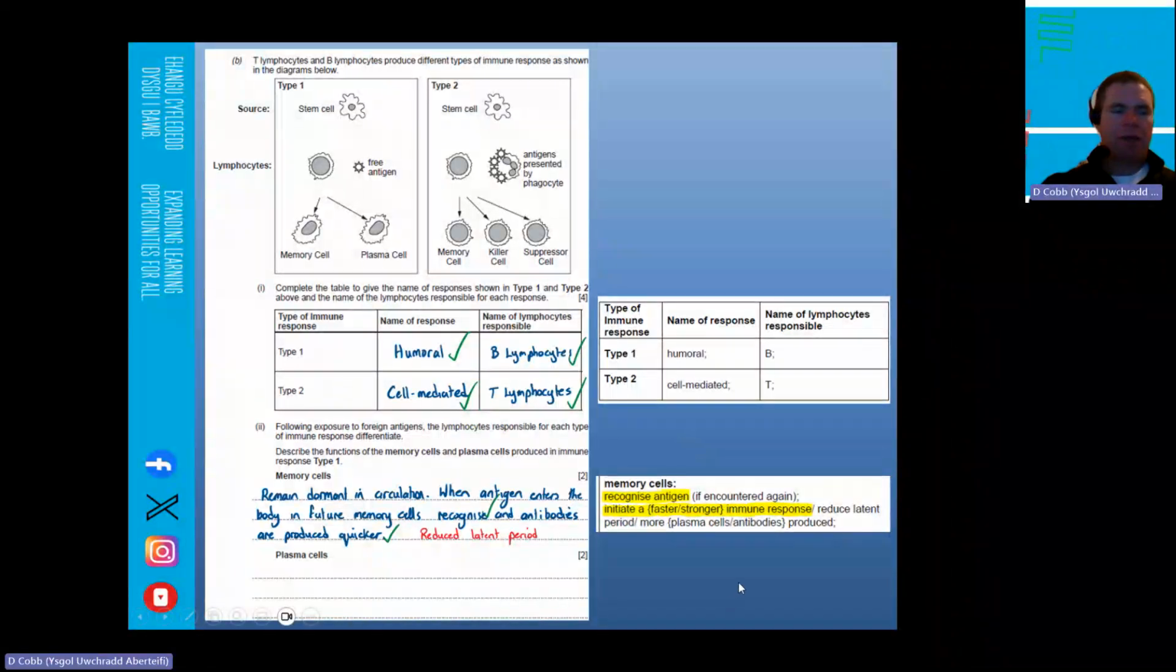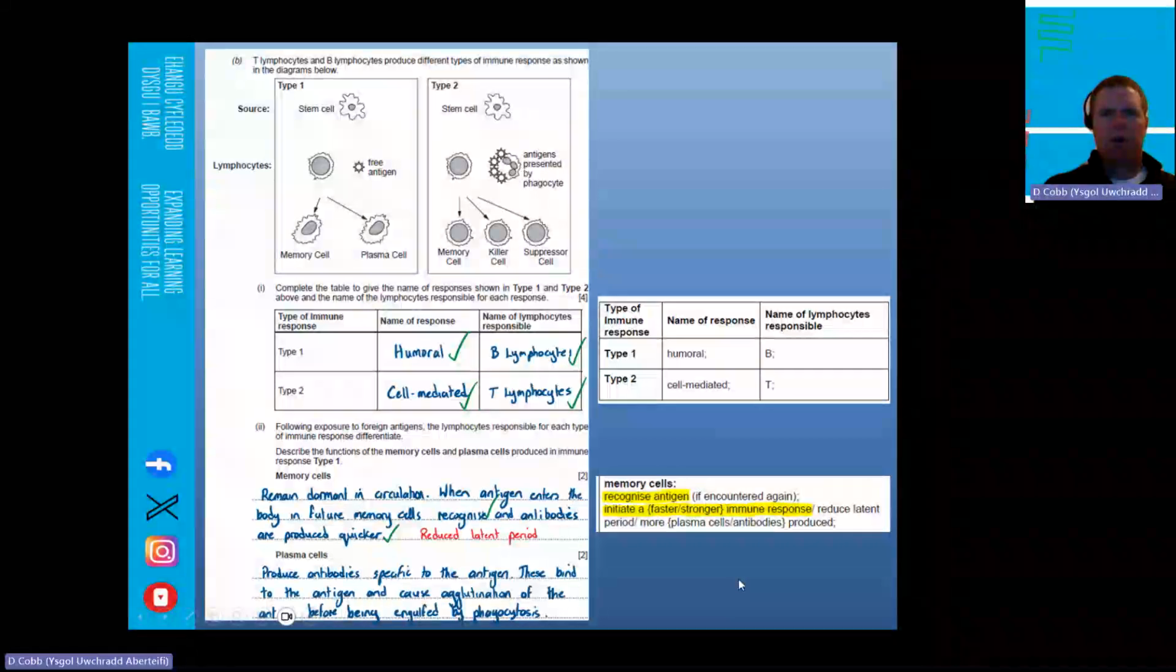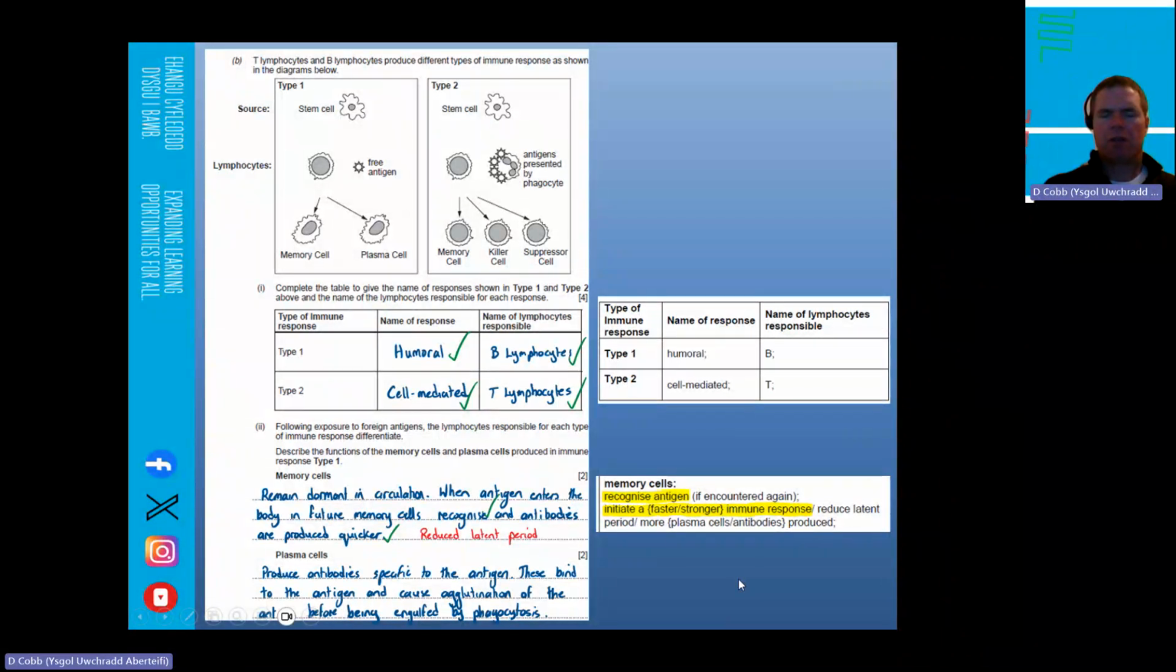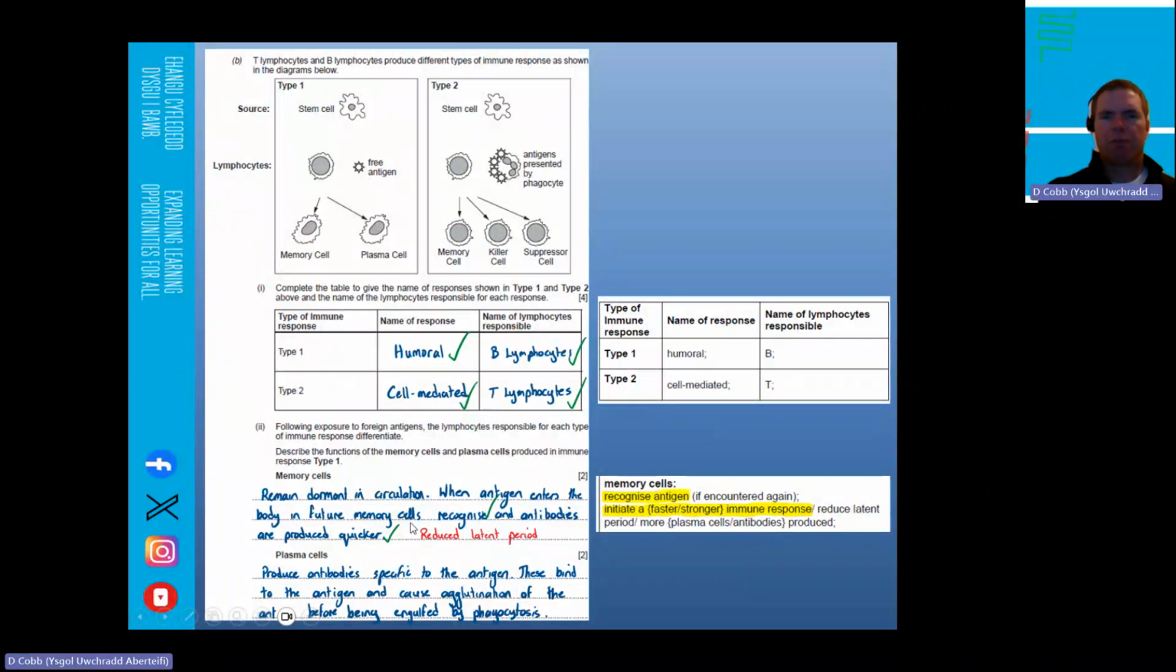And the next question, what about the plasma cells? Well, for the plasma cells, I think this was trickier, because what do they do? I want to say they produce antibodies. But I'm not sure what else my other marks are coming from. So they produce antibodies that are specific to the antigen. And then I've gone on to talk about the antibodies. These bind to the antigen and cause agglutination of the antigen before being engulfed by phagocytosis. But I'm not sure about that because I was looking for 2 marks. I'm thinking, where are my 2 marks coming from?